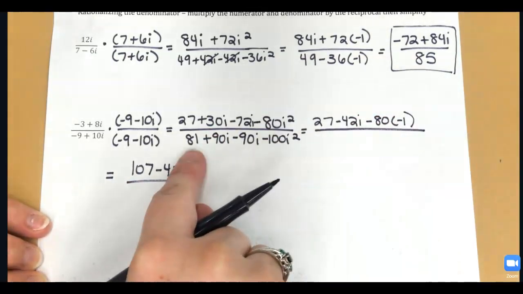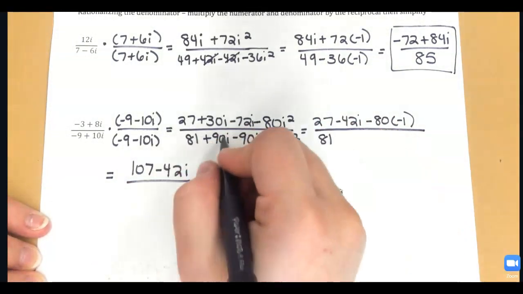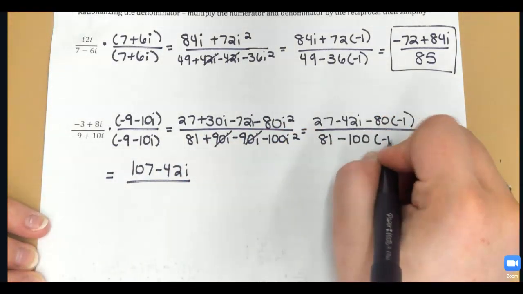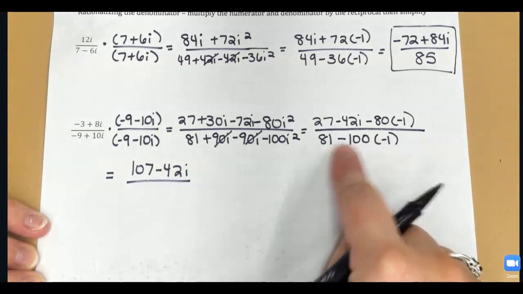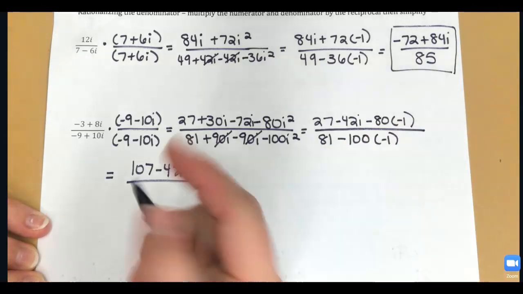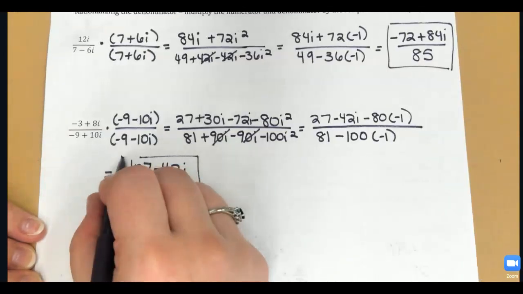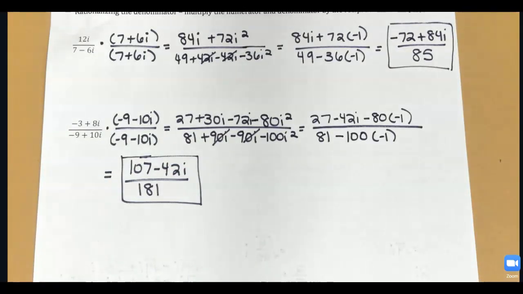Then down in my denominator, I've got the 81. Those middle i terms will cancel, and then I have negative 100 times negative 1, which becomes plus, so I can add that to the 81. And I get 181. I don't have an i in the denominator anymore. And there is my final answer. And this wraps up our practice with complex numbers and operations.